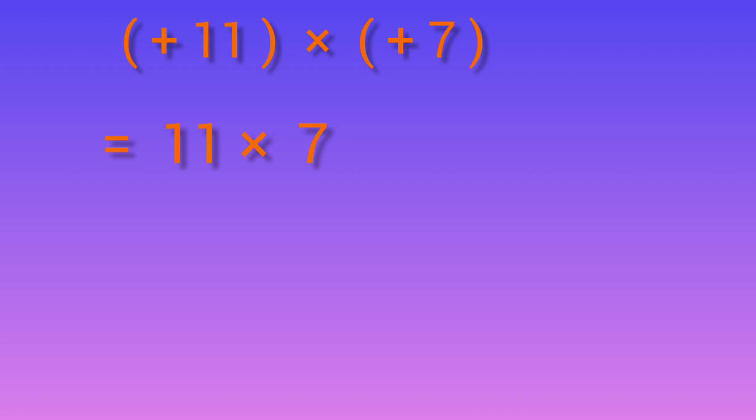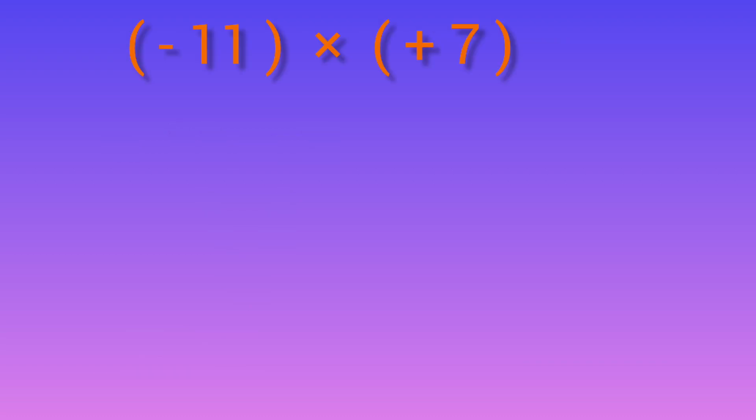Please take note that positive 11 is the same as 11. Not placing a positive sign on the other 11 does not mean that it is not positive. So a positive 11 is equivalent to an 11. So 11 and 7 are both positive numbers, so our answer will be positive. 11 times 7 is equal to a positive 77, which is simply equal to 77. We don't have to put the positive sign.